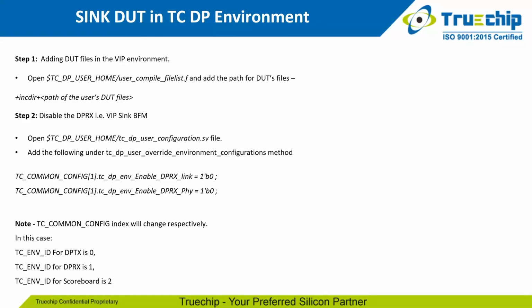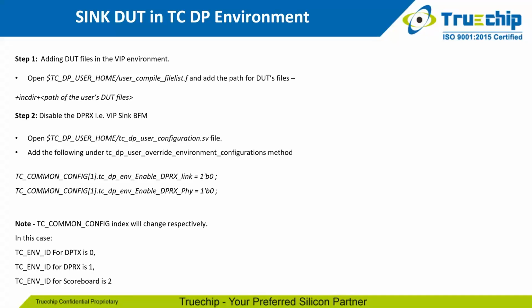Step number 1, adding DUT files in the VIP environment. Open TCDP user home user compile file list .f and add the path for the DUT fetch. Step 2, disable the DPRX, that is VIP sync DFN.